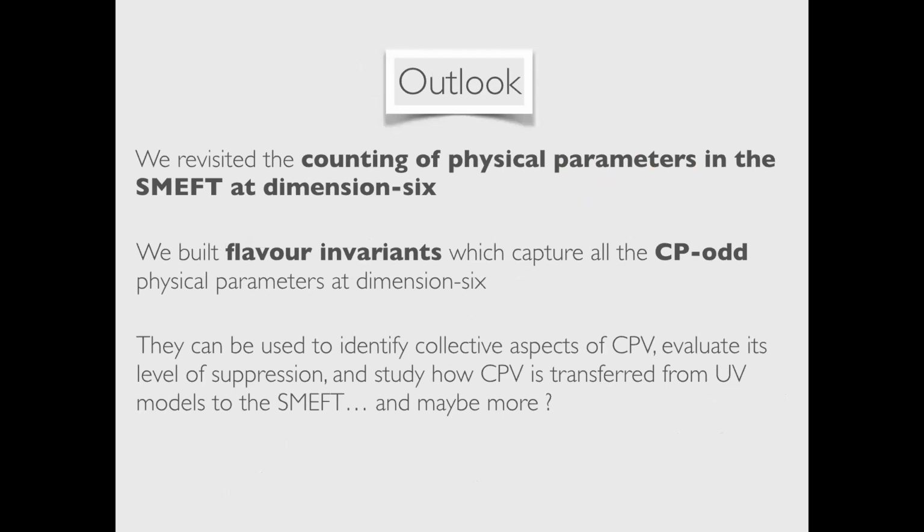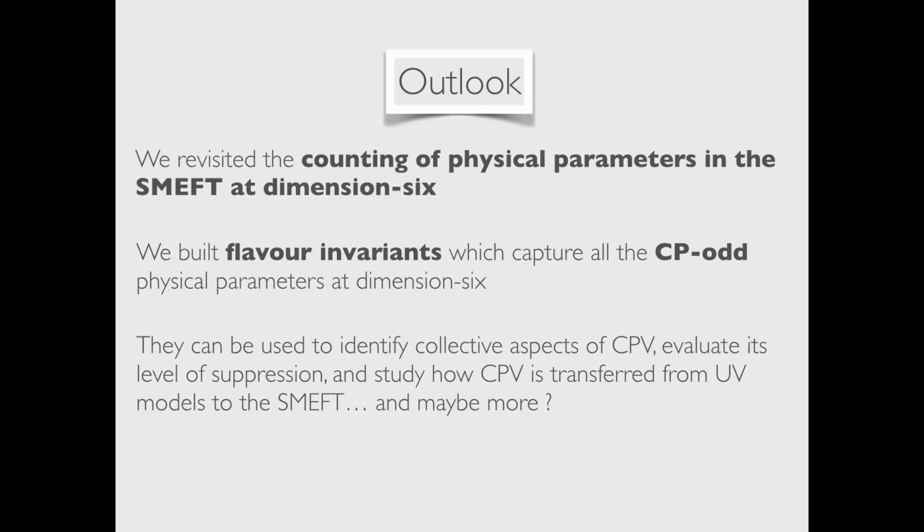So hopefully I managed to explain that we revisited the counting of physical parameters in the SMEFT at dimension 6. I explained under which assumption that was valid, and that leads to some coefficients of the SMEFT which cannot enter the first BSM contribution to observables in general, and to CPV observables in particular.